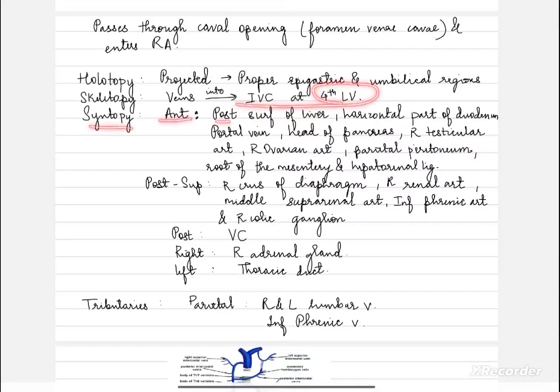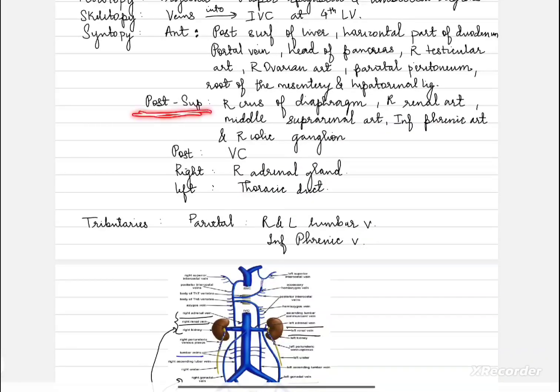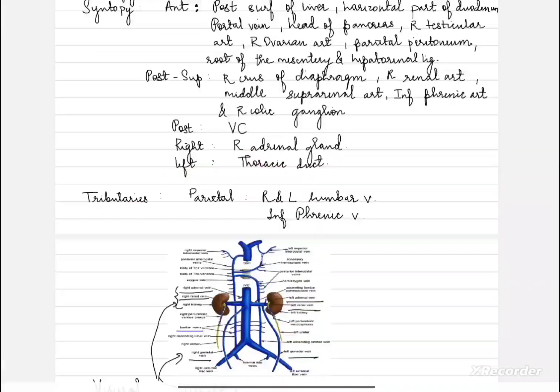Syntopy: anteriorly there are the posterior surface of the liver, horizontal part of the duodenum, portal vein, head of the pancreas, right testicular artery, right ovarian artery, parietal peritoneum, root of the mesentery and hepatorenal ligament. Posteriorly and superiorly there are the right crus of the diaphragm, right renal artery, middle suprarenal artery, inferior phrenic artery and right celiac ganglion. Posteriorly, the vertebral column. On the right is the right adrenal gland, on the left is the thoracic duct.